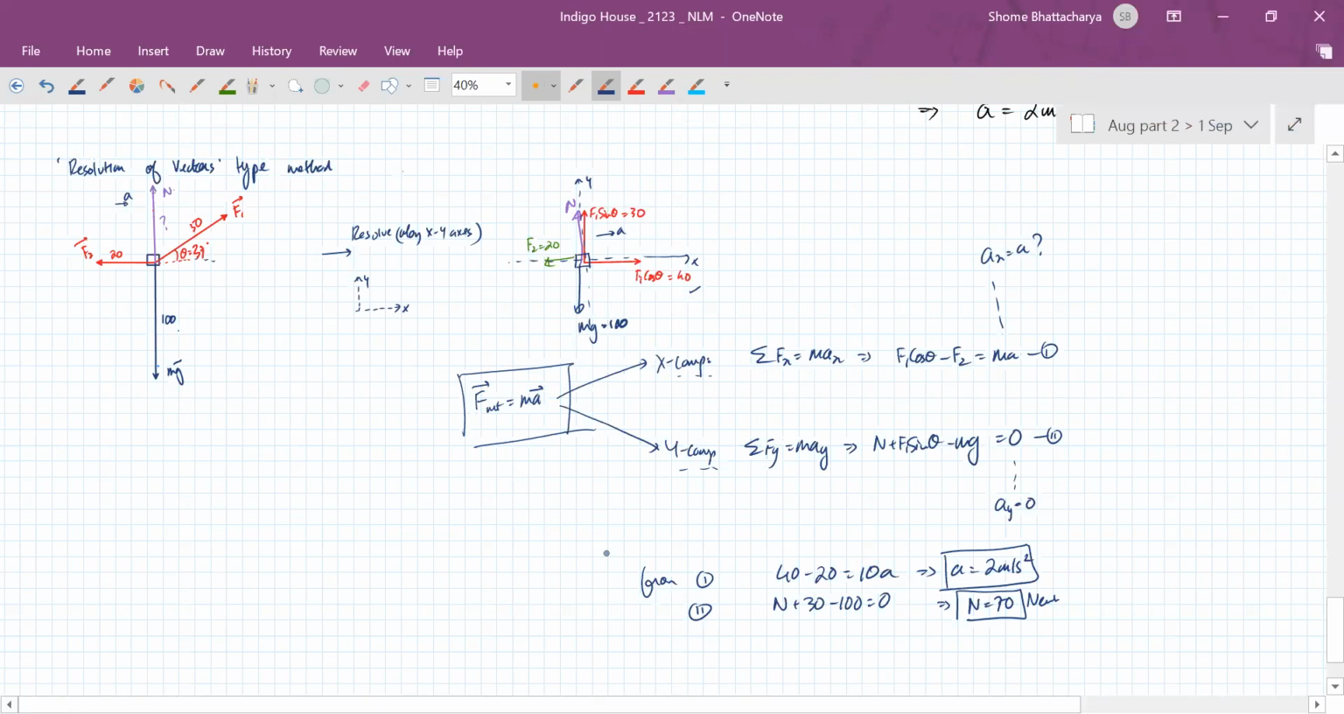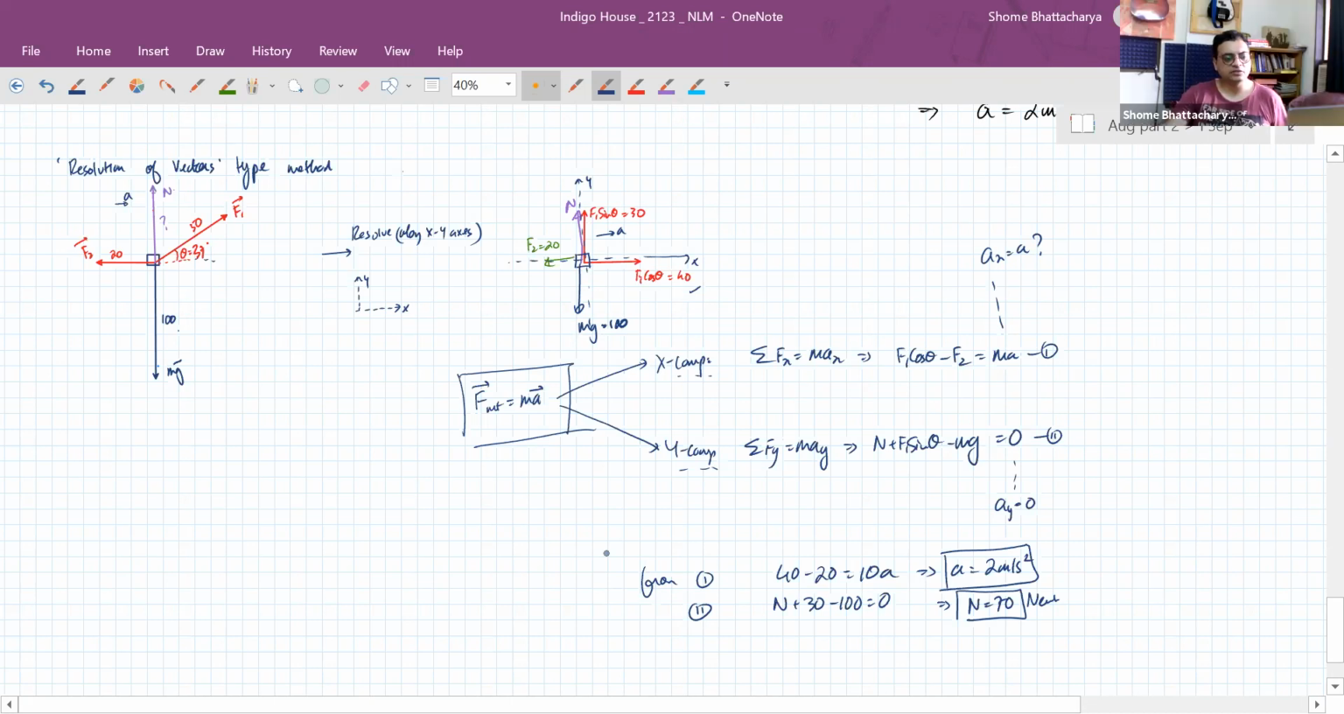Draw the body, show all the forces acting on it in a vector diagram, then resolve the forces into x and y components, and then finally write your F equals ma in component form. So F equals ma along the x-axis, again F equals ma along the y-axis, and then solve the equations that you're getting.